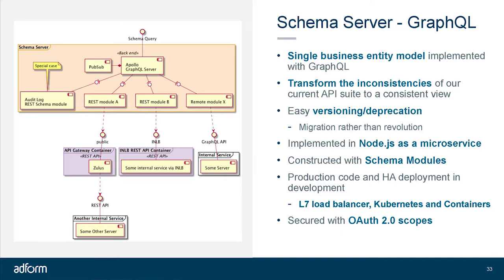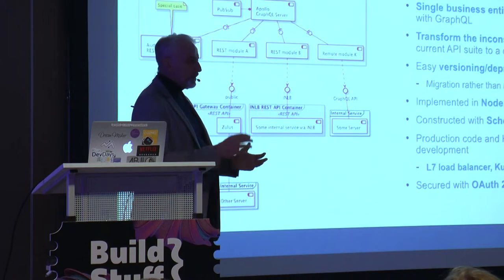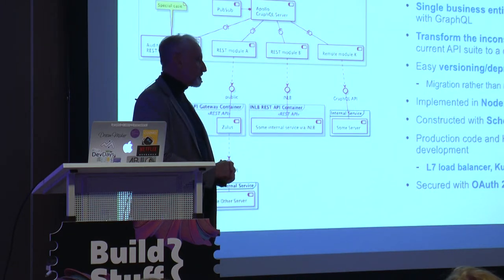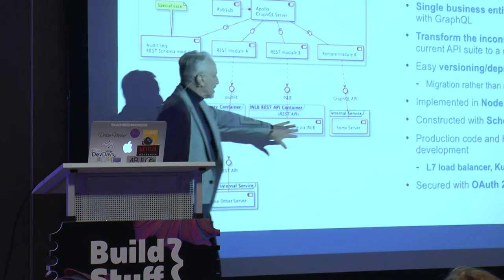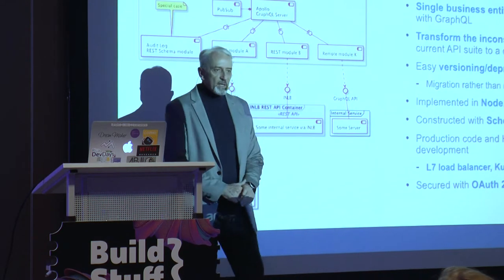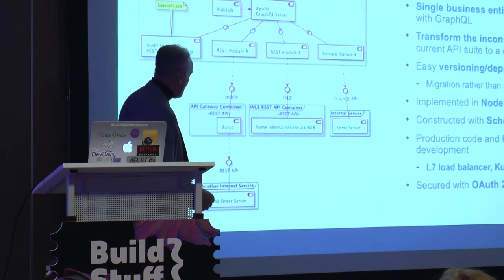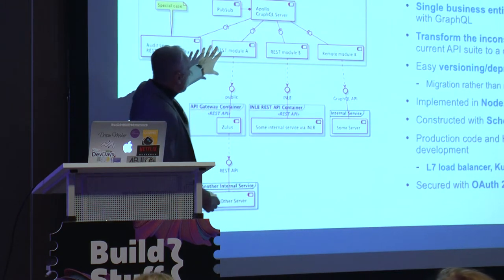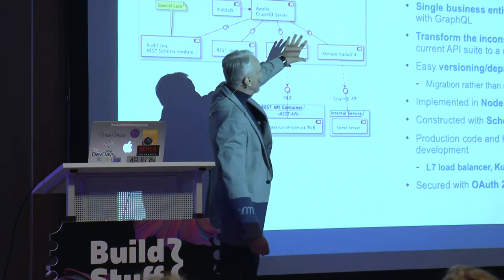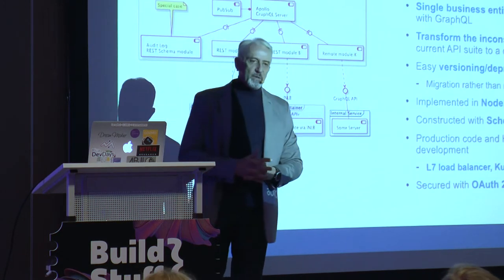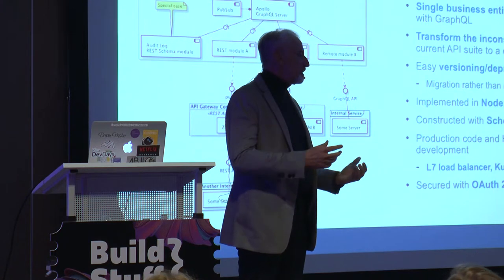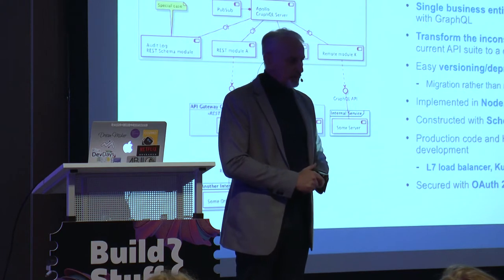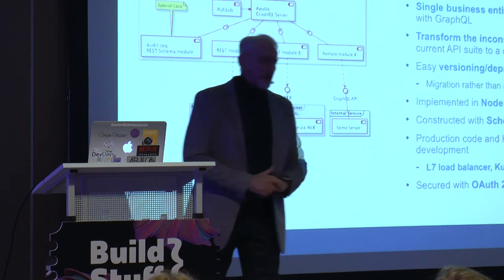So the schema server is an exotic device that is designed to contain a single business entity model, the GraphQL schema, and then communicate to different microservices inside of AdForm. And so these are depicted down here. Some of them have a REST API. Some of them have their own magical communication protocol. Still valuable. It's just not standardized. And we build a modular schema so that we can pull them together in one composite schema. Why GraphQL? The schema is really easy to version. You can deprecate fields and things like that quite easily, and you can replace them with new ones without having to put something in the path name, such as you do with REST.